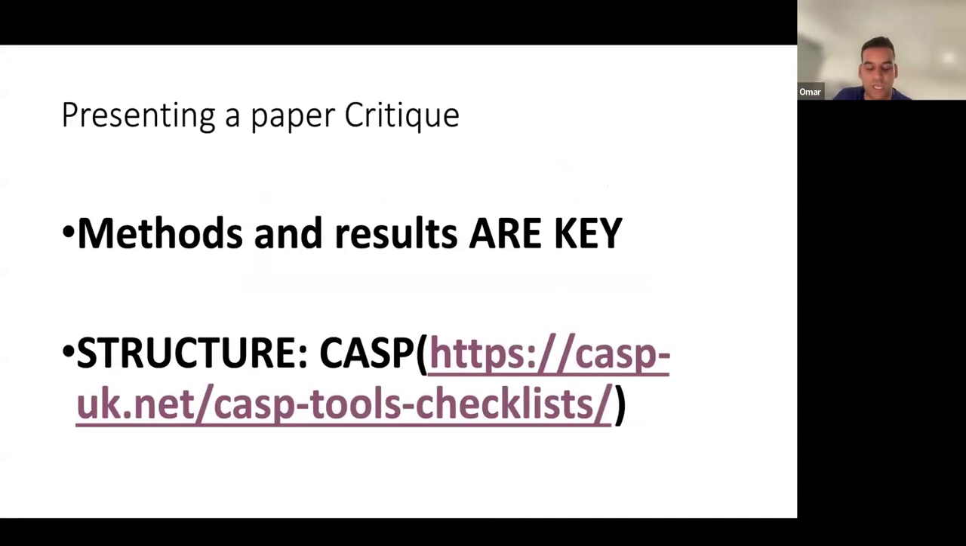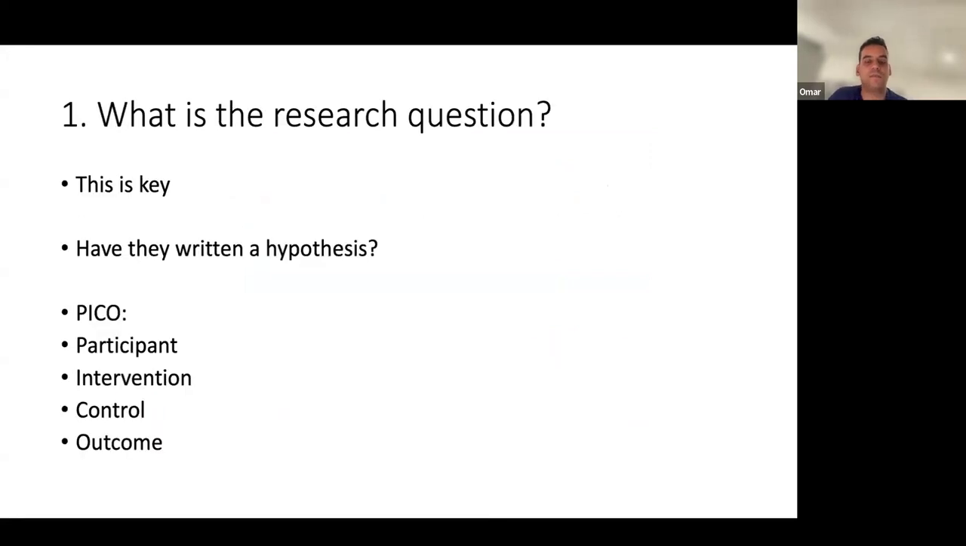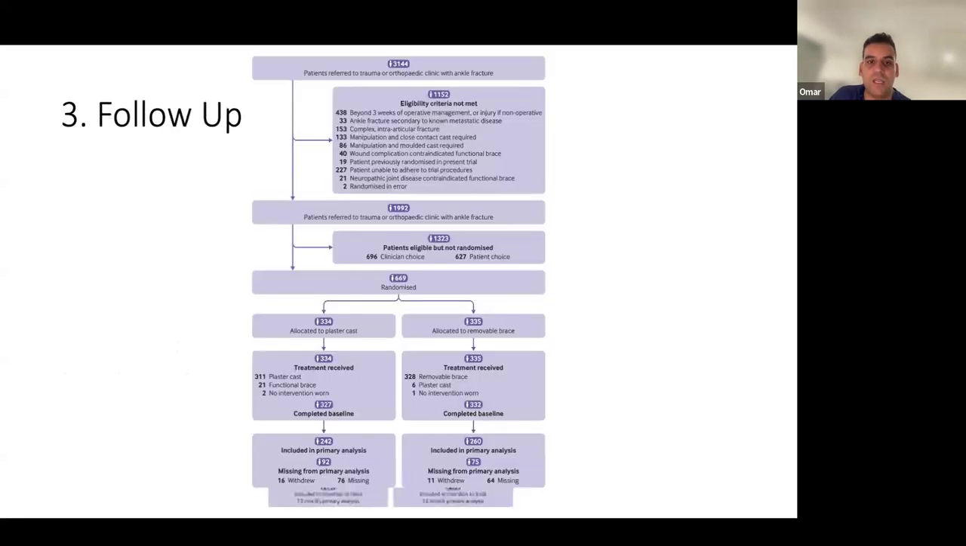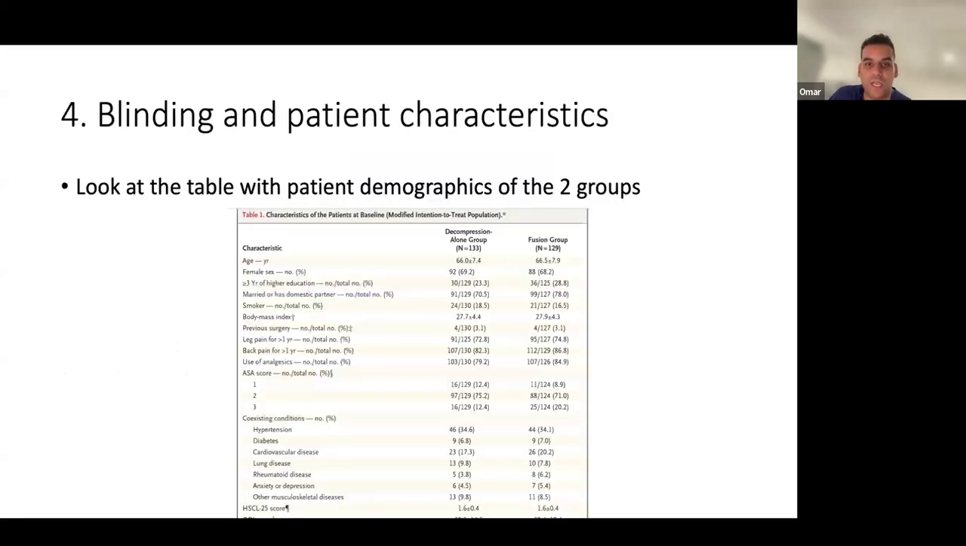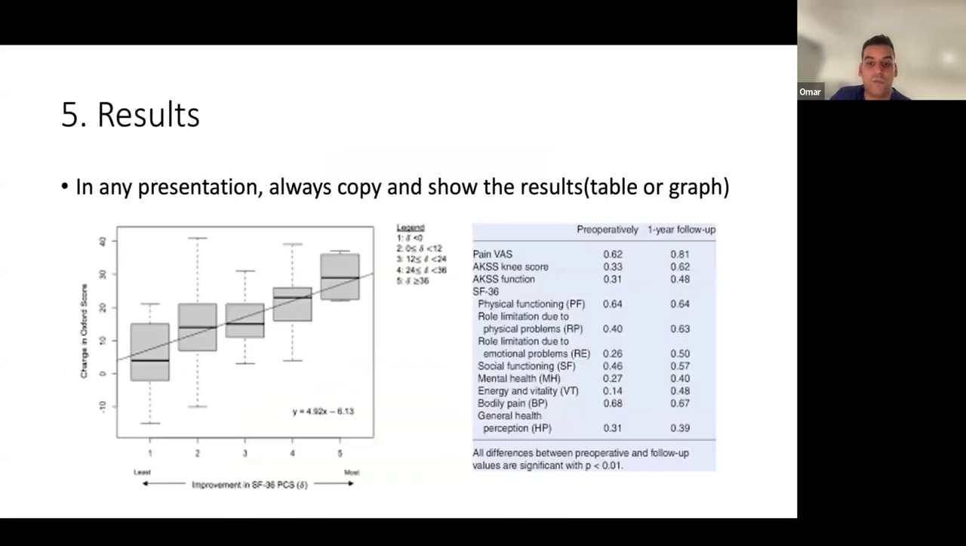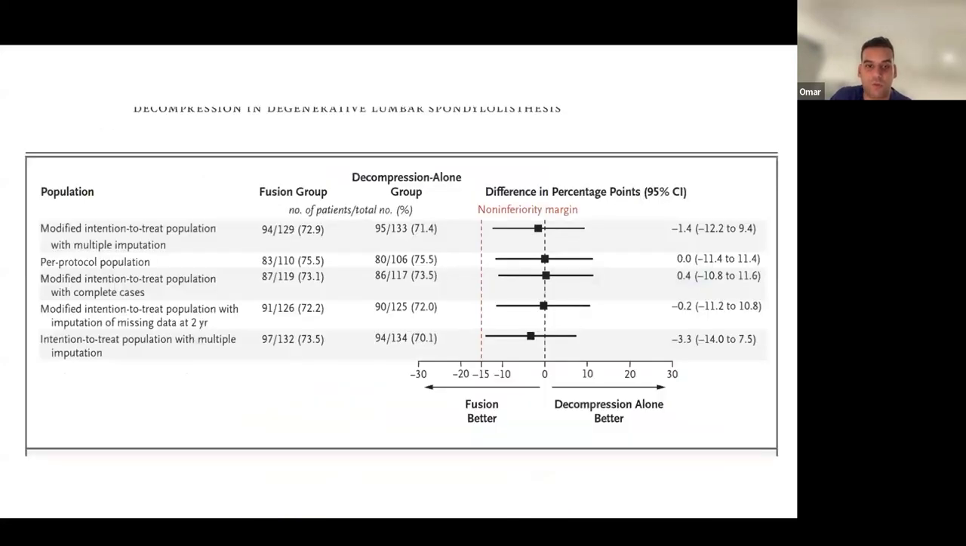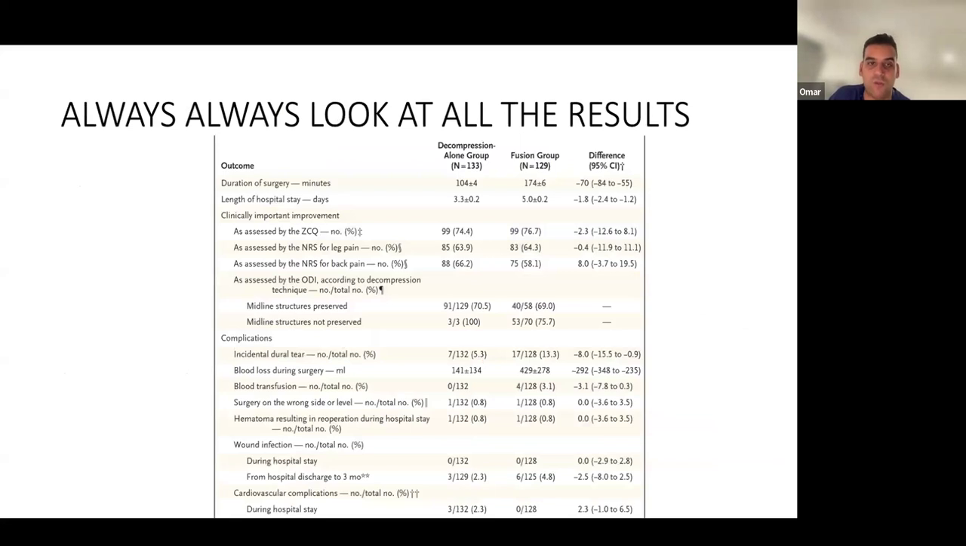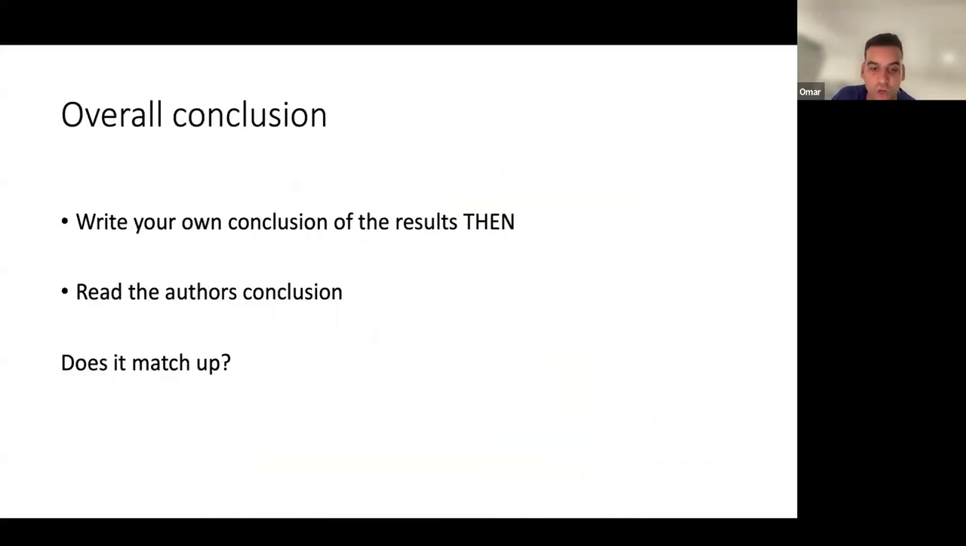We talked about how to critique or appraise a paper, and I recommend everyone uses the CASP tool at least once for one paper, preferably a meta-analysis, as I think that's usually the most common FRCS style study. We talked about the different things you would ask when going through a paper: what is the research question, randomization and blinding, what is the follow-up, and the patient characteristics. Look at the results tables and the graphs. Always look at the results, then form your own conclusions from what you've seen and compare them to what the authors have written.